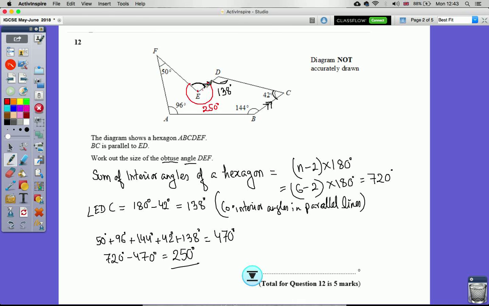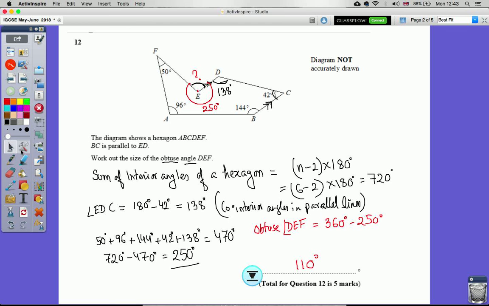Now we know angles around a point add up to 360 degrees. So the angle DEF, which is an obtuse angle, is going to be 360 degrees minus 250 degrees, which will give you 110 degrees, and that is your answer.